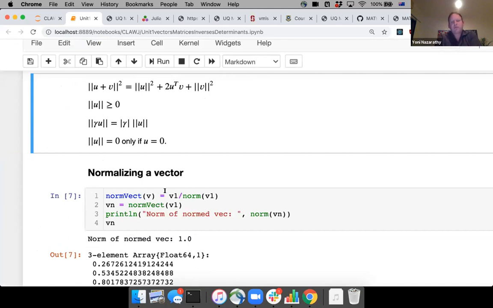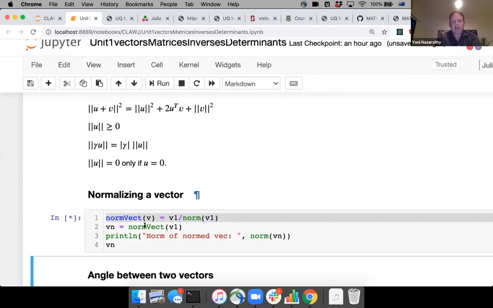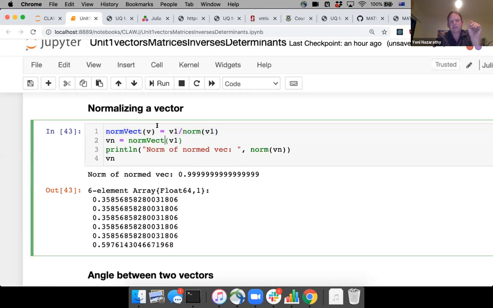All right, normalizing a vector. Often what we do, both with data and elsewhere, is take a vector and normalize it, so we're basically dividing by this norm. Now here in Julia, in line 7, I've defined a function. This is how you define a one-line function in Julia. It's a function norm_vect, which gets an input argument v.